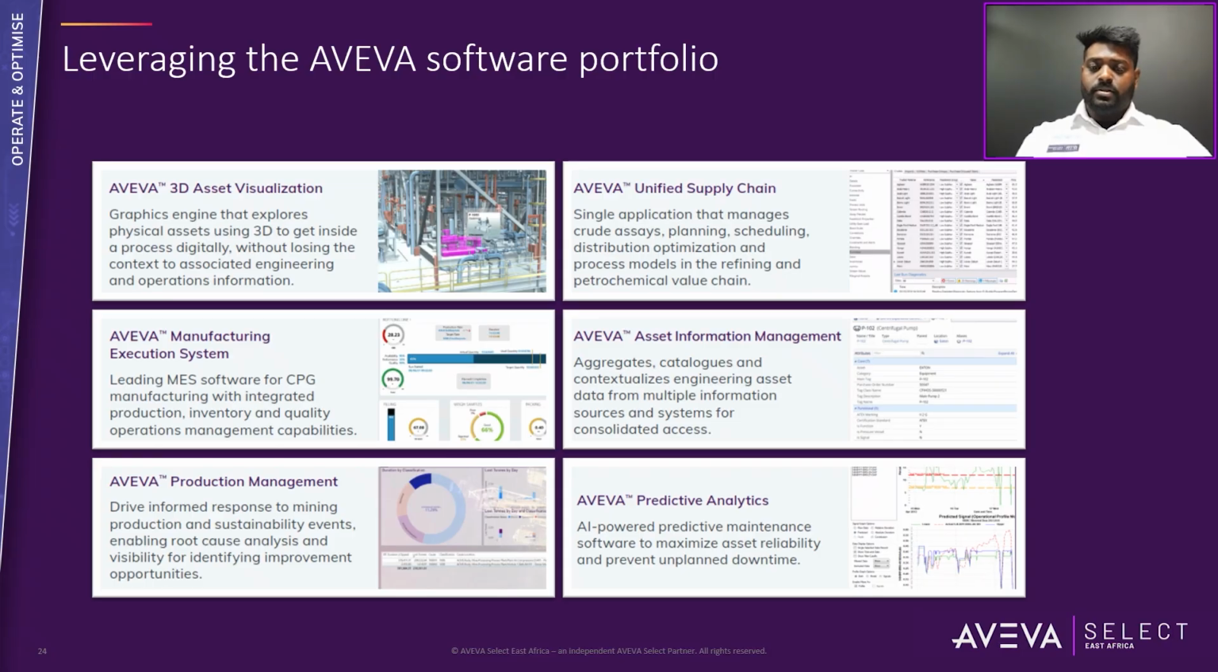We have AVEVA Manufacturing Execution System, which is the leading MES software for CPG manufacturing with integrated production, inventory, and quality operation management capabilities. We have AVEVA Production Management, which is a data-informed response to mining production and sustainability events, enabling root cause analysis and visibility for identifying improvement opportunities. We have AVEVA Unified Supply Chain, which is a single application that manages crude assays, planning, scheduling, distribution optimization, and process models in the refining and petrochemical value chain.